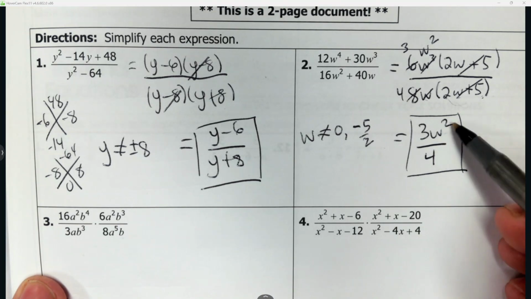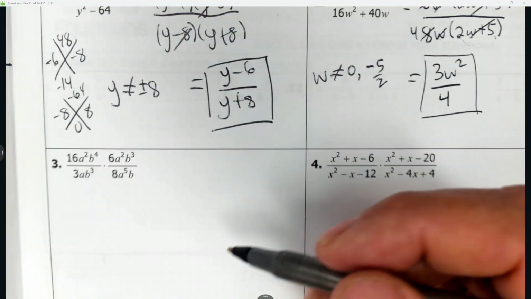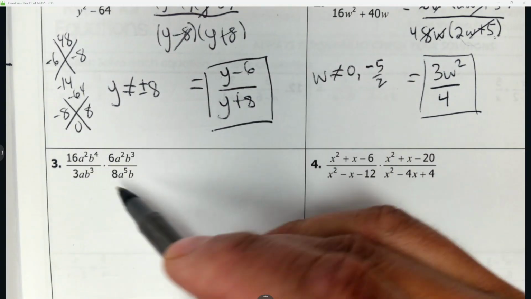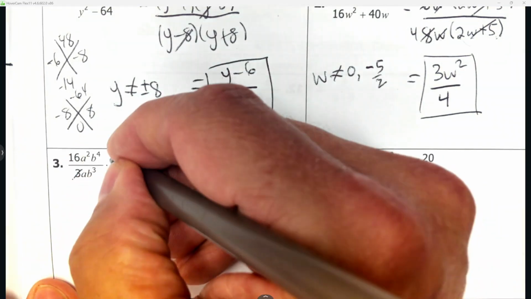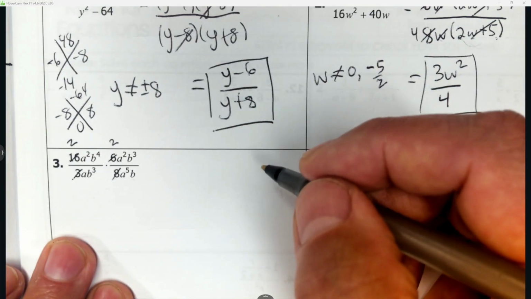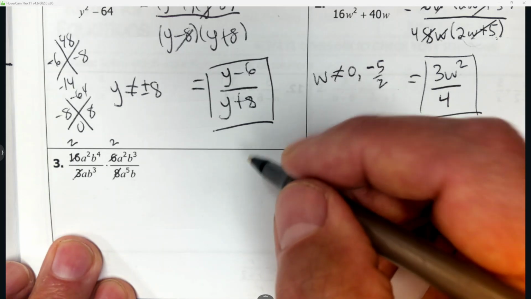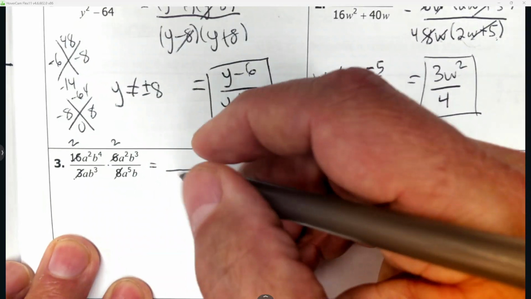Alright, so it's 3W squared over 4 when you reduce it down. I don't know how long this is going to go, so I'm just going to keep going. Here, there's nothing to factor. I'm just going to look to see what they have in common. So 3 goes into 6 twice. 8 goes into 16 twice. And then I'm going to look at the A's. Now we have a few things happening here. So maybe I'm going to do this first. So I'm going to multiply across the top and bottom and then reduce down again.